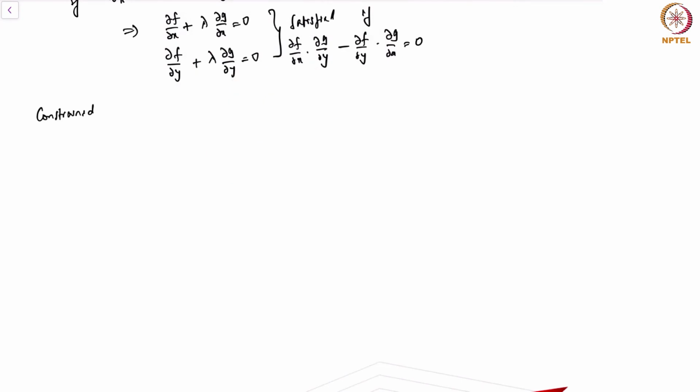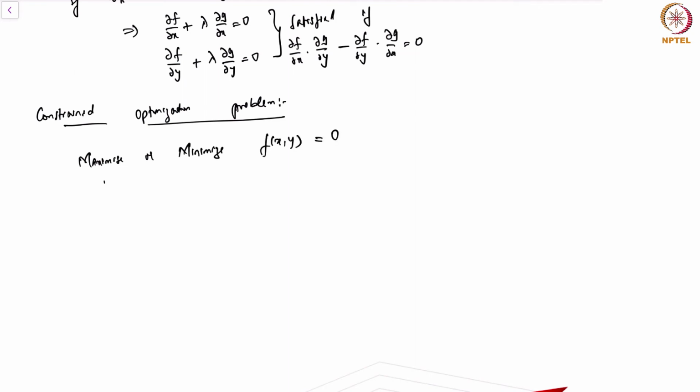The constraint optimization problem is to maximize or minimize f of x comma y is equal to constant, subject to g of x comma y equal to 0. This is our original problem.